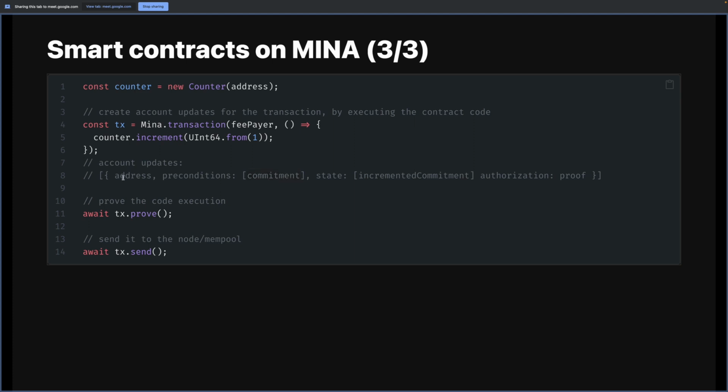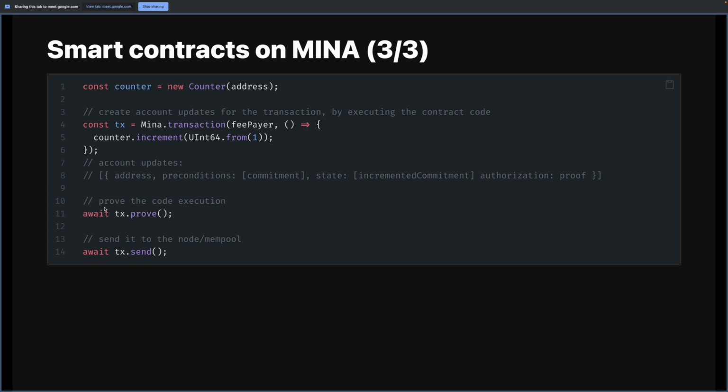And it will tell the chain that this account update is meant for the address of our smart contract. So when the chain goes to process that address, it knows the verification key of the circuit of our smart contract and can verify the authorization of the account update and apply all of the things listed in the account update to the chain state.